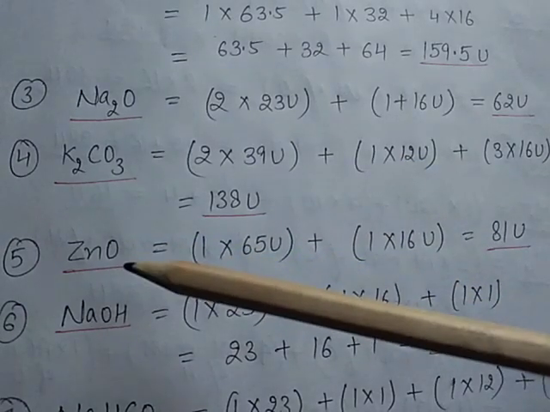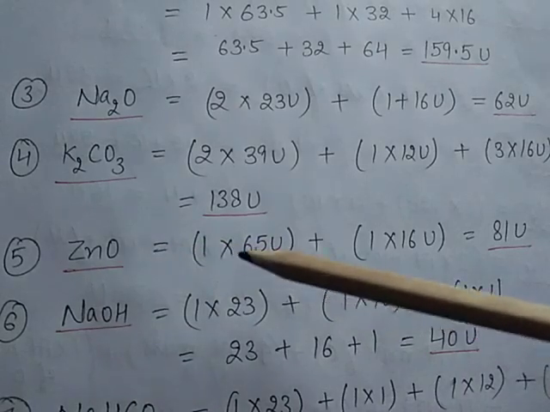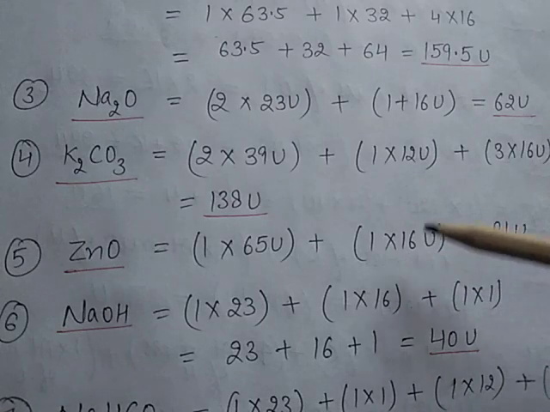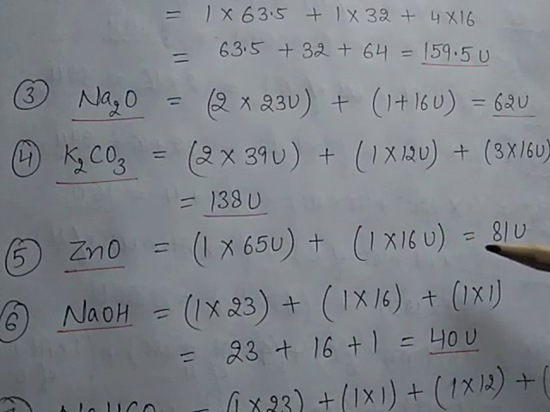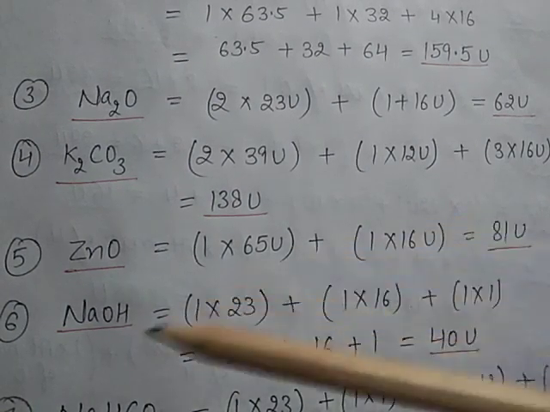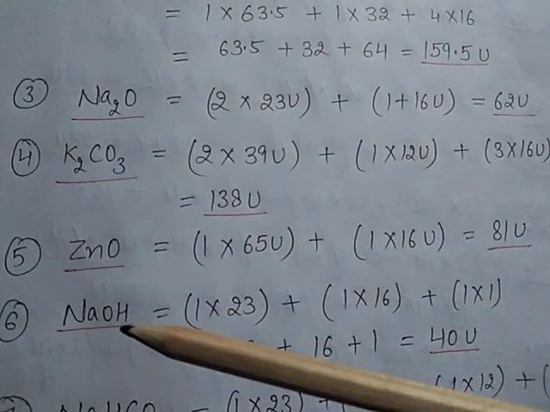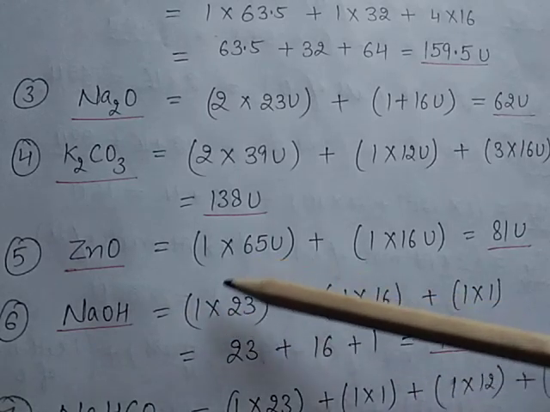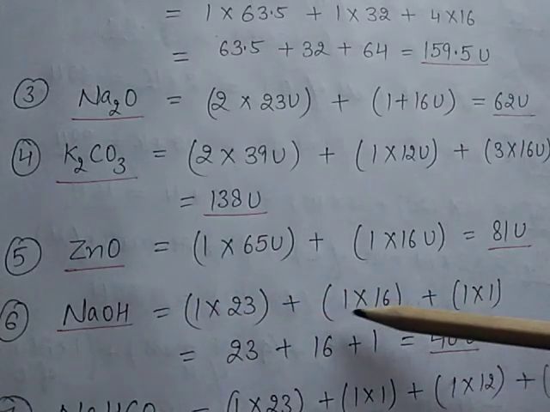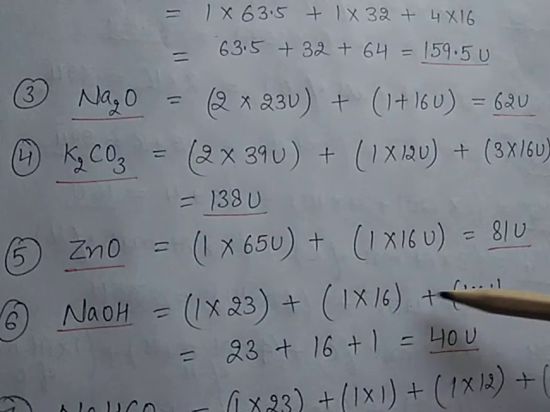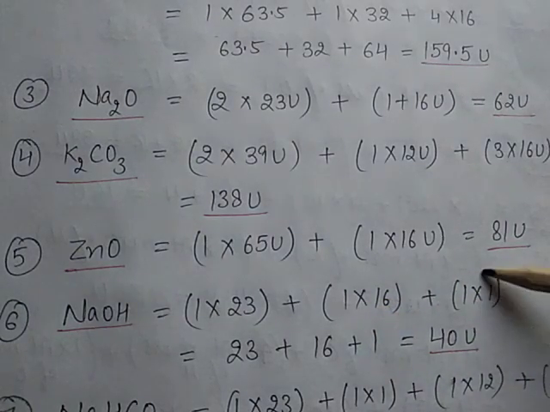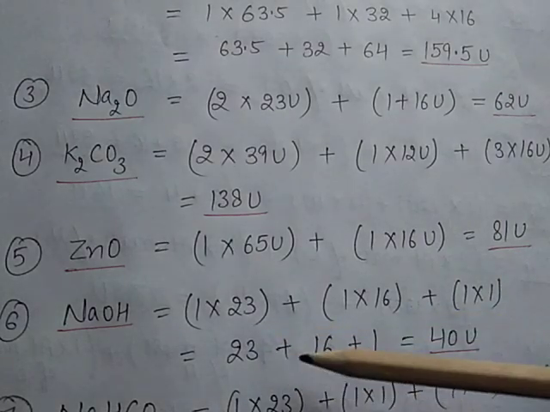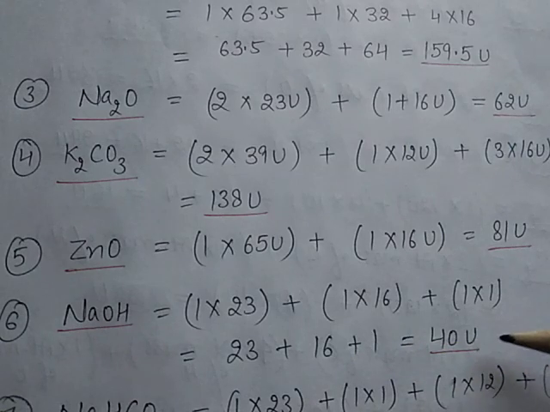Fifth is ZnO. 1 multiplied by the atomic mass of zinc, which is 65, plus 1 multiplied by the atomic mass of oxygen, which is 16, that is equal to 81 u. Next example is NaOH. 1 multiplied by the atomic mass of sodium, which is 23, plus 1 multiplied by the atomic mass of oxygen, which is 16, plus 1 multiplied by 1, the atomic mass of hydrogen. After calculating, that is 23 plus 16 plus 1, that is 40 u.